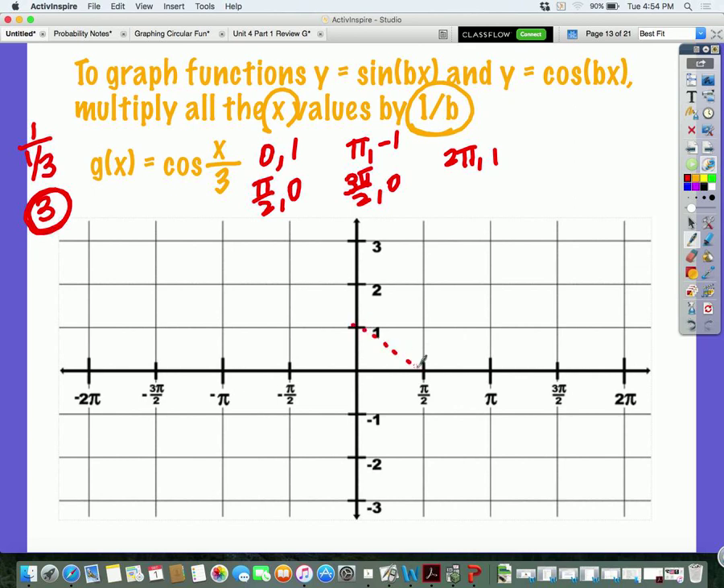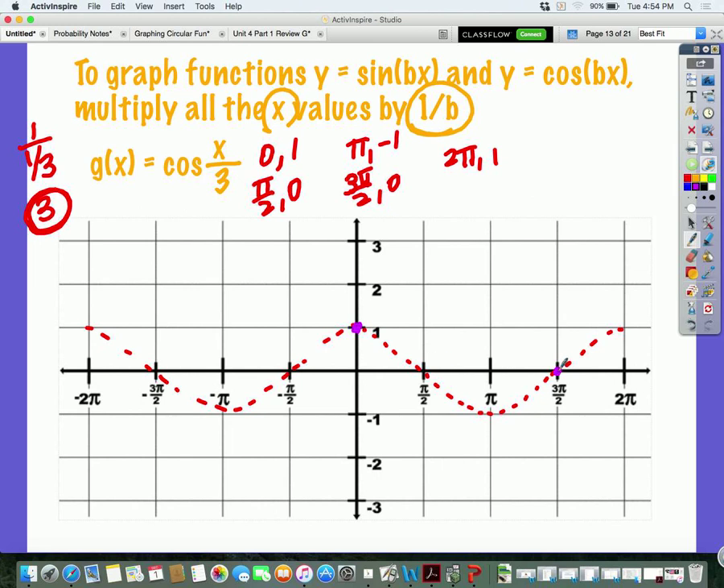Okay? So here's cosine originally. And now we're going to graph cosine of x over 3. So 0, 1 stays where it is because you're multiplying your x's by 3. 0 times 3 is 0. But 3 times pi over 2 becomes a 3 pi over 2. So this point moves over here.